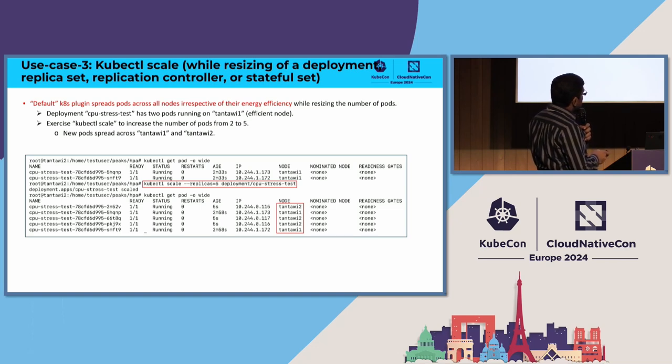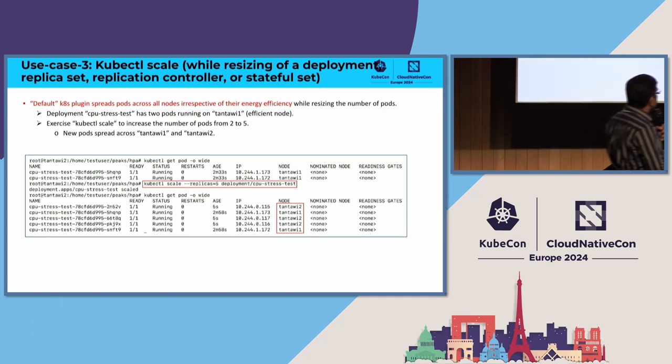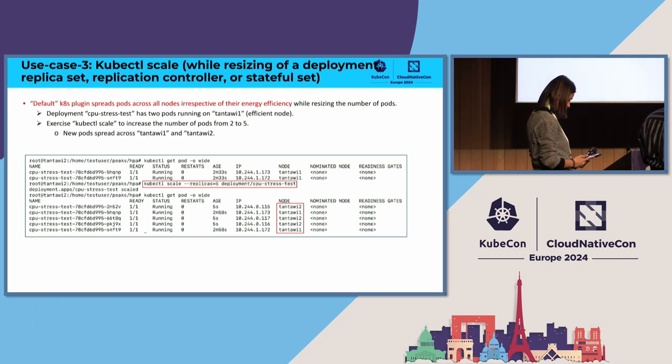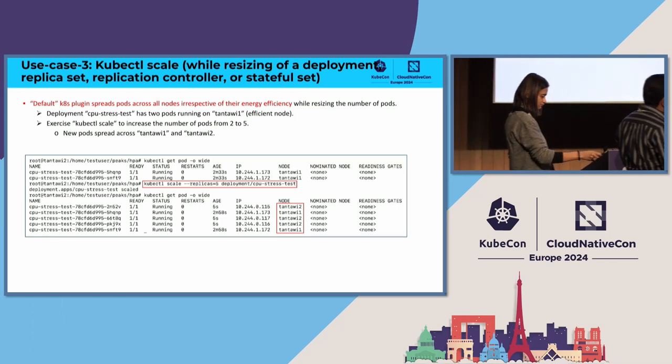And because this is the most energy efficient, assume that due to some scenario, the parts are initially placed on these nodes. Now, think that the application owner wants to scale up the number of parts from 2 to 5. Now, the new three parts are scheduled by the default Kubernetes scheduler on node 2, because the default scheduler's thumb rule is to spread the parts across the nodes, right?